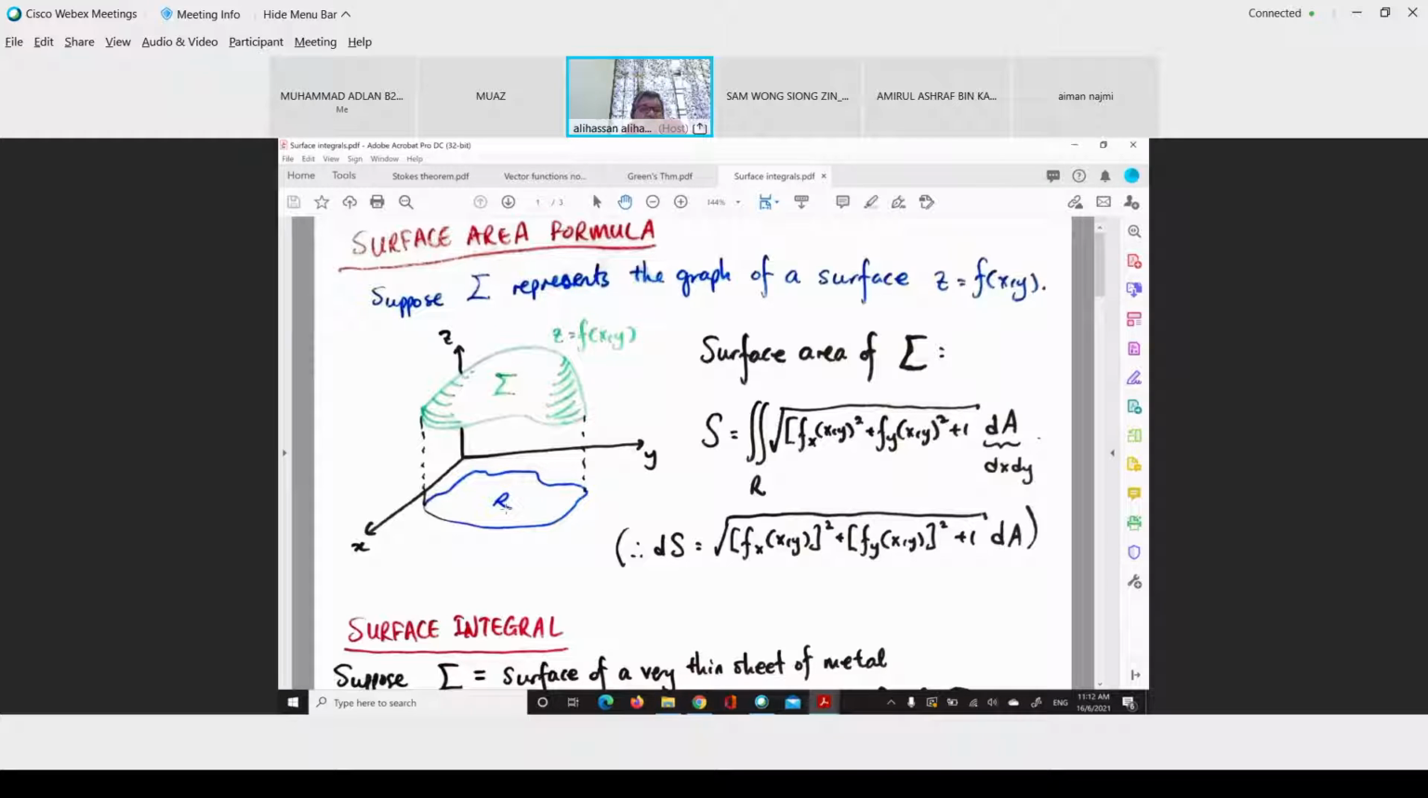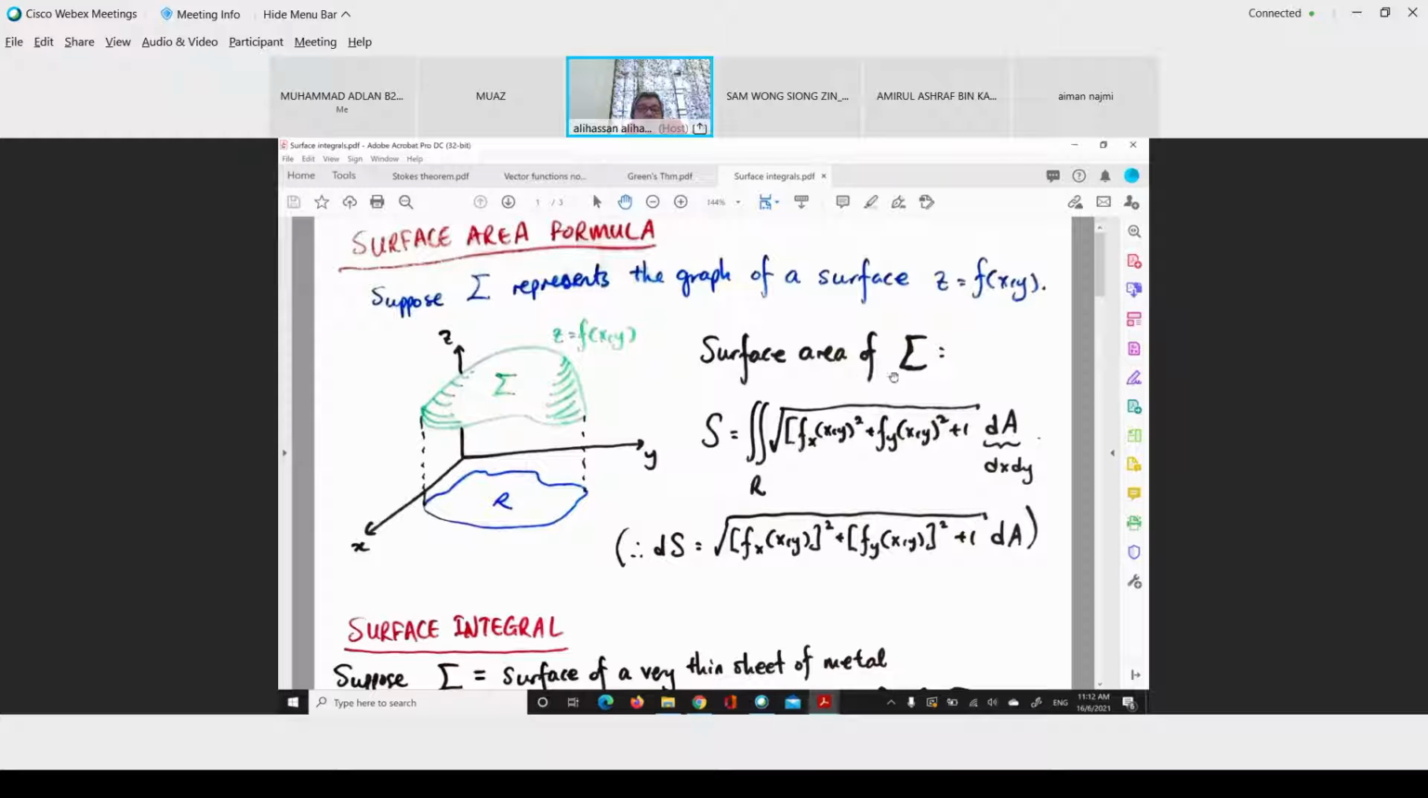Suppose the xy here is restricted to this region R on the xy plane. So for each xy on this region R, there is a point z on the surface. So we can say that the region R is the projection of the surface on the xy plane. If you shine a torchlight from above the surface, it will create a shadow R on the xy plane. So R is the domain of the function z equals f(x, y).